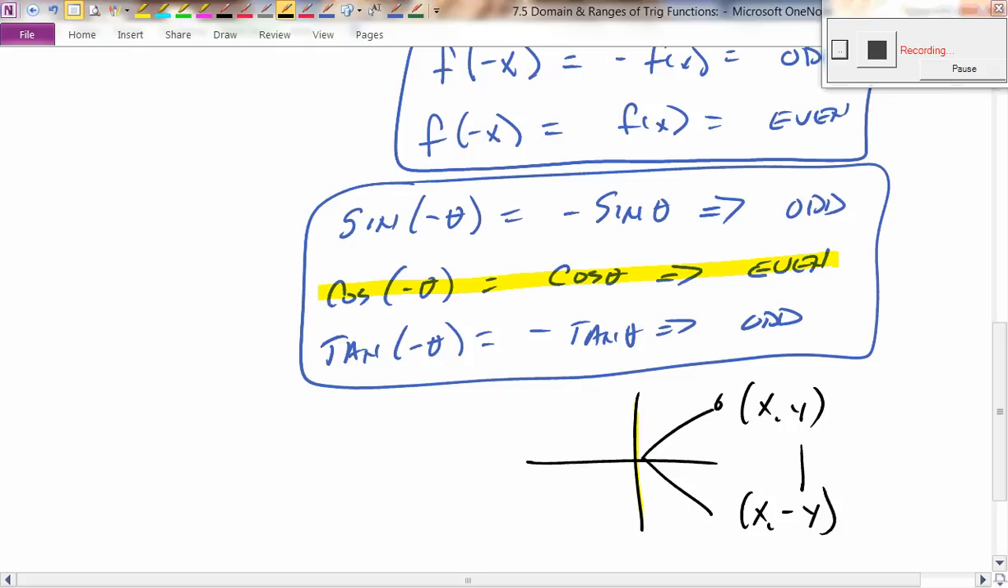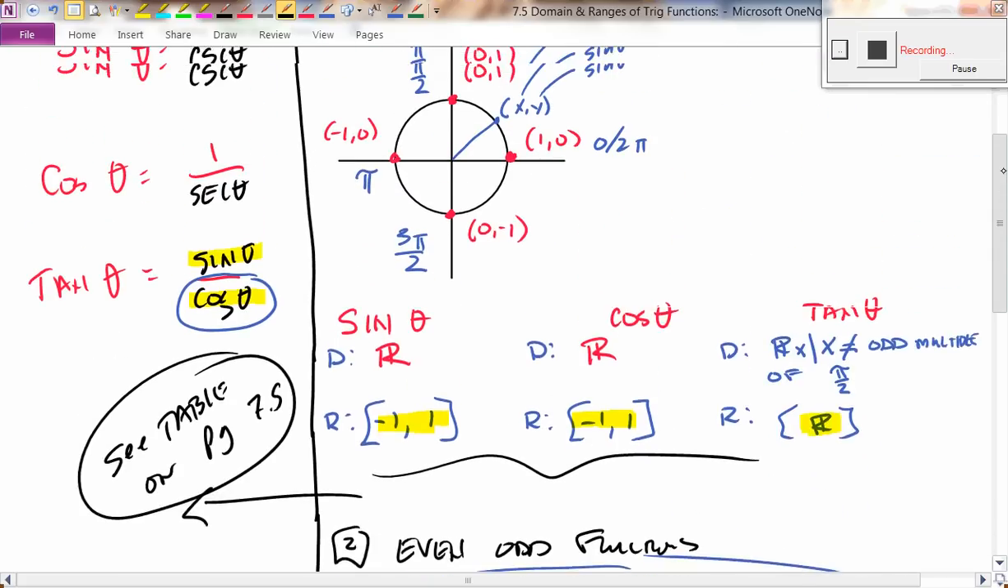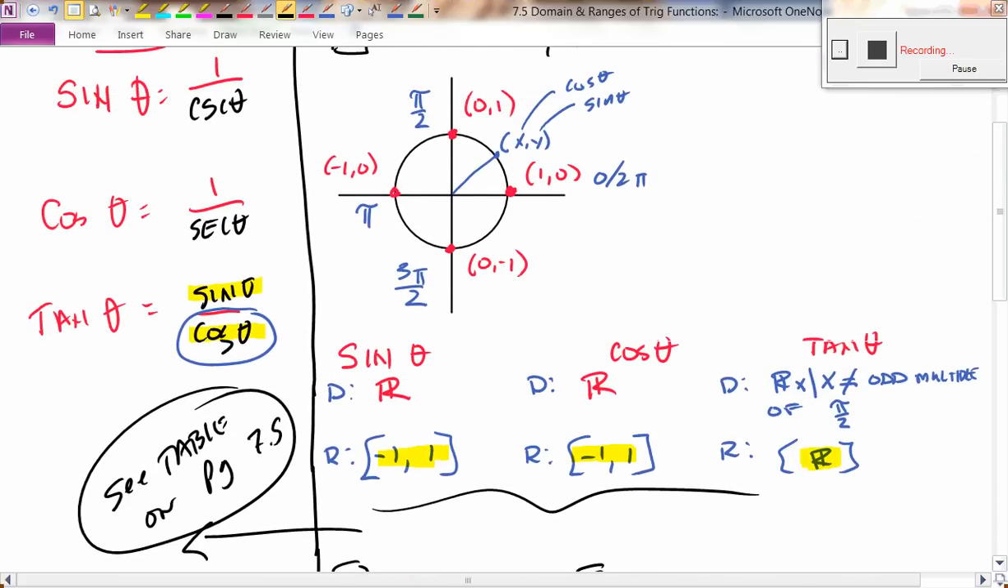Okay, so I can see the yawning beginning of it, so I'm going to be done now. Even and odd functions: sine and tangent are both odd. Everything else is even. And the important idea is sine, cosine, tangent, the domains for those, and why those are what they are. I just wanted to shed some light on those, okay?